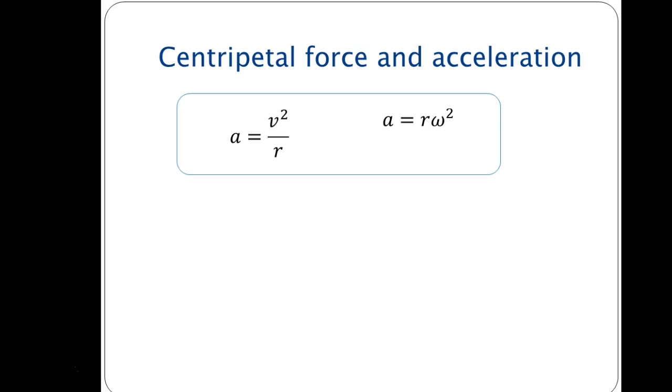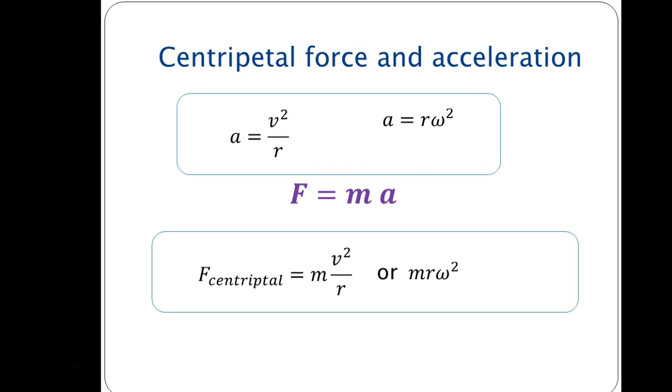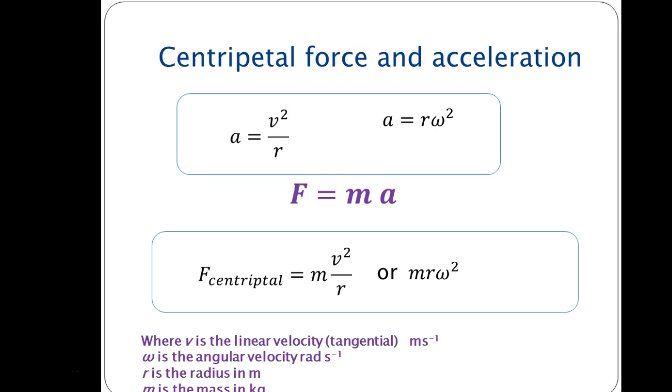We can write equations, which I'm not going to derive here, in terms of the linear velocity. It's a = v squared upon r, where v is the linear velocity and r is the radius of the circle. And in terms of the angular velocity, a is equal to r omega squared. Now, we know from Newton's second law that the resultant force is equal to the product of the mass times the acceleration. And so to get from the acceleration to the resultant force, we simply need to multiply each of those terms by the mass. And so that gives us a centripetal force of mv squared upon r, or m r omega squared, both really useful expressions. And there's a reminder of what those symbols mean, where v is the linear velocity in metres per second, omega is the angular velocity in radians per second, r is of course the radius, and m is the mass.